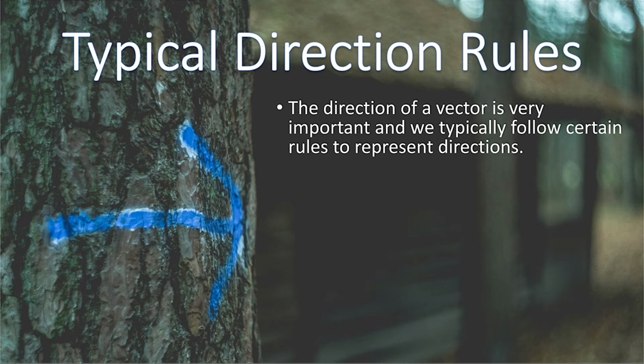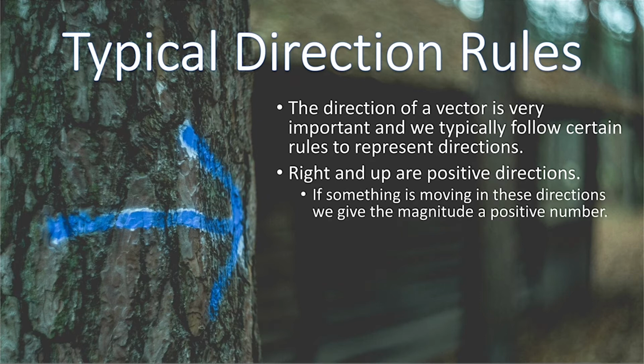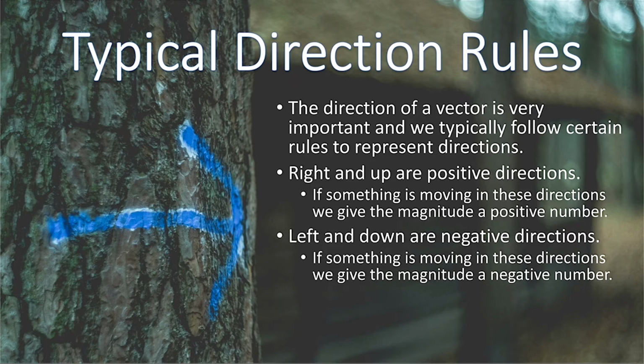So the first rule that we're going to follow is that right and up, we're going to call those positive directions. We're going to denote that with a positive number. So if anything is moving to the right or it's moving upwards, we're going to give that number that represents the magnitude a positive sign. The next thing you need to know, well, it would be the opposite. Anything that's moving left or down is going to be considered a negative direction. So anything that's moving to the left or moving downwards, we're going to give that a negative sign for the number. It doesn't mean anything bad, it's just showing us which direction it's moving, to the left or downwards.